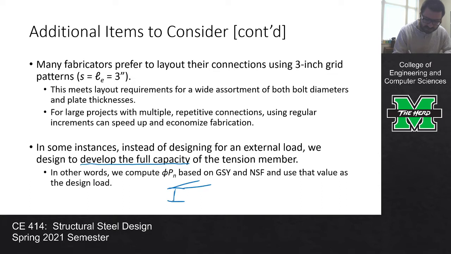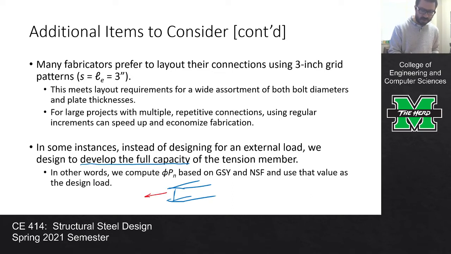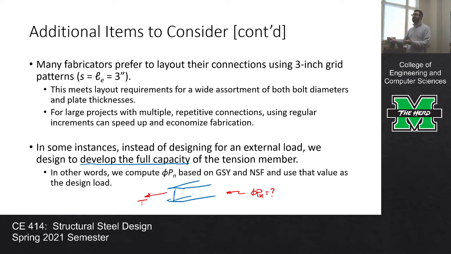Let's say that tension member is a W shape. We're taking that tension member and yanking on it in tension. By now, you should be able to compute phi-Pn. Of course, phi-Pn is a function of what the connection looks like, and if you're designing the connection, you don't know what it looks like. But you can make some assumptions.